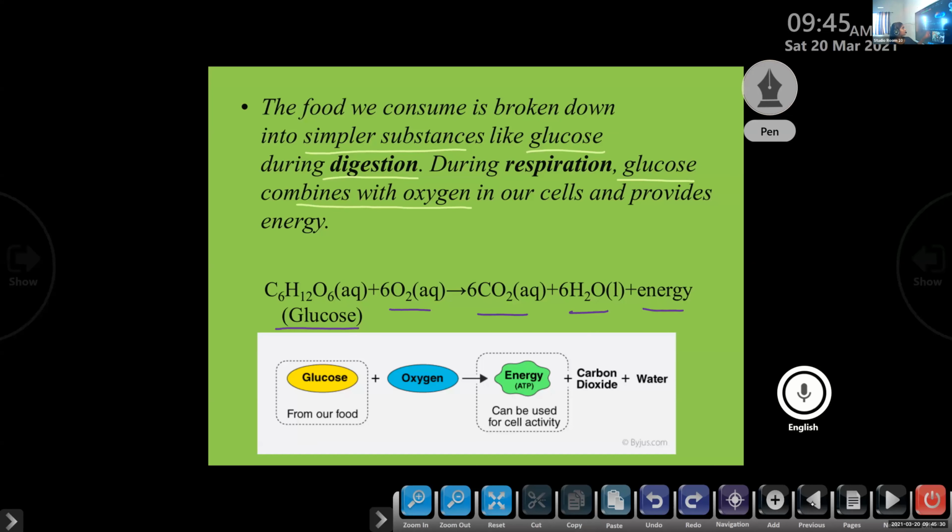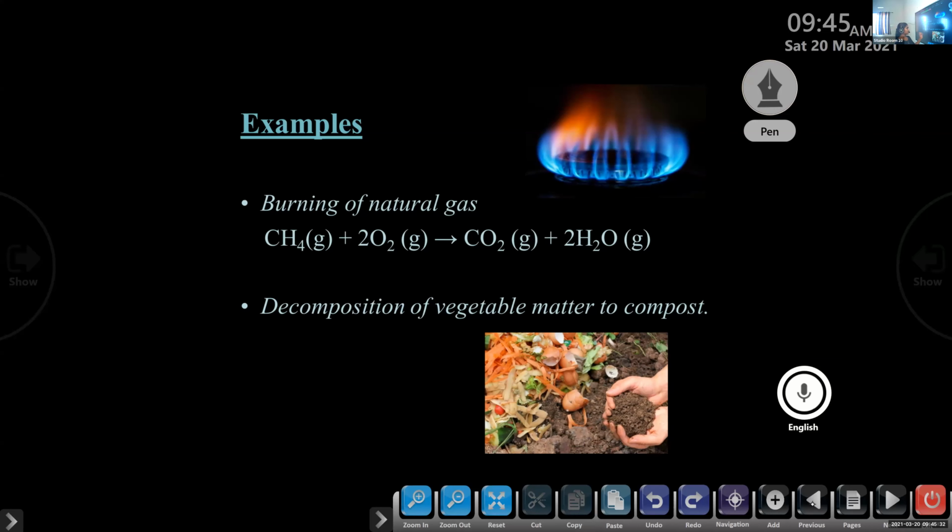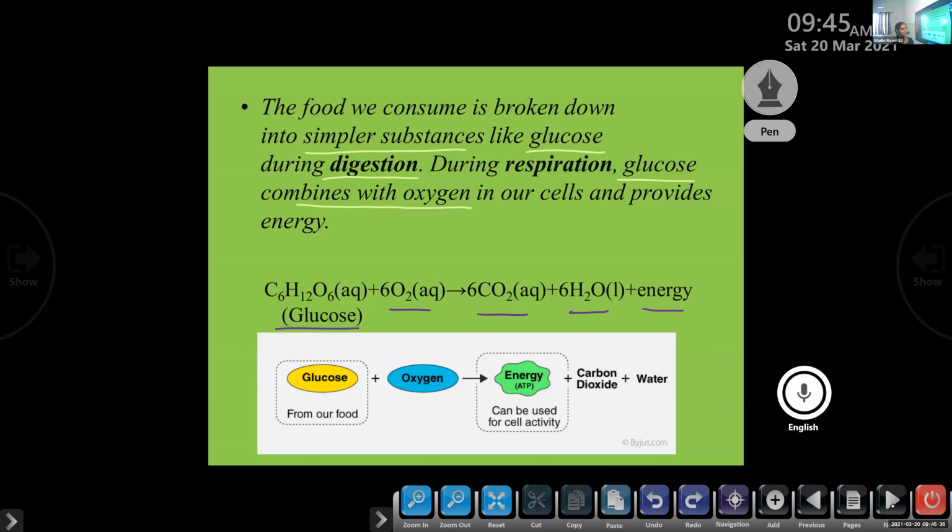So in the previous class, burning of natural gas, then the decomposition of vegetable matter into compost, then the third one, respiration. These three are the examples for exothermic reaction. Is this clear for everyone? Yes. Okay.